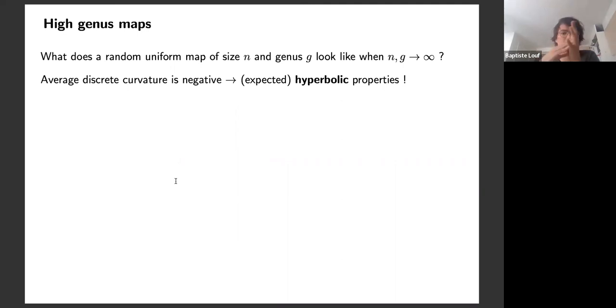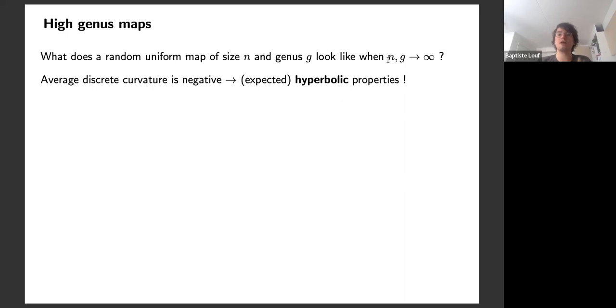Actually, I'm going to focus on the extreme opposite. While most of the work on random maps has been done on maps of the sphere, quite recently, in the past few years, people have started getting interested in high genus maps. The question is now: what does a random uniform map look like when both the size and the genus go to infinity? Of course, for the moment, I'm hiding a couple of things under the carpet, especially this N and G.